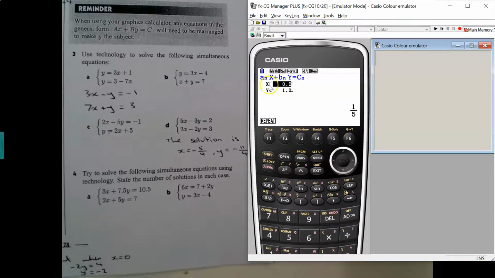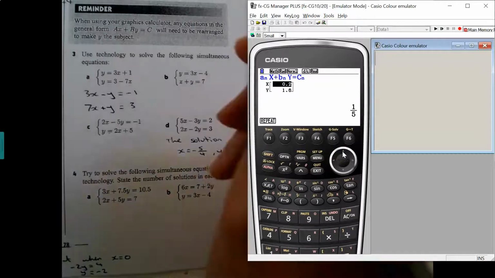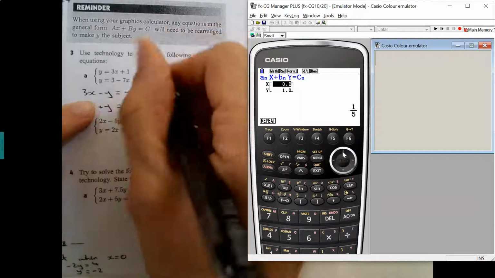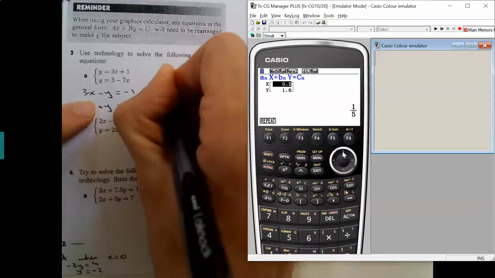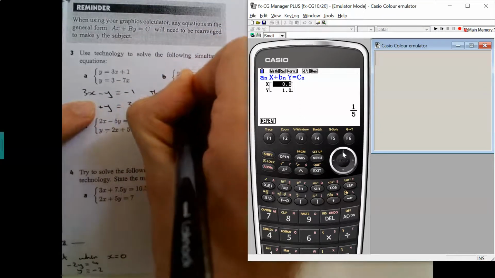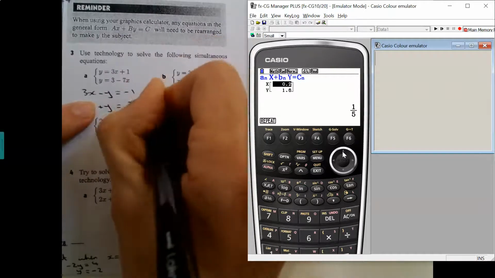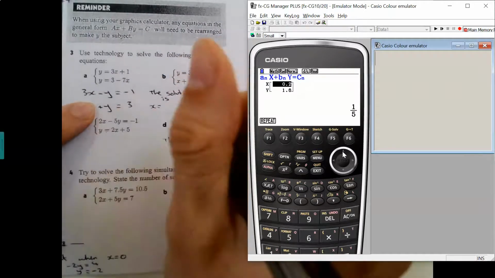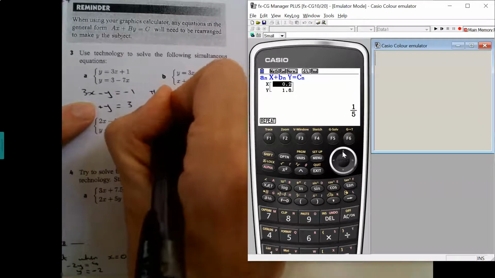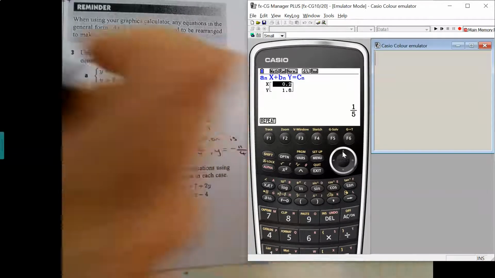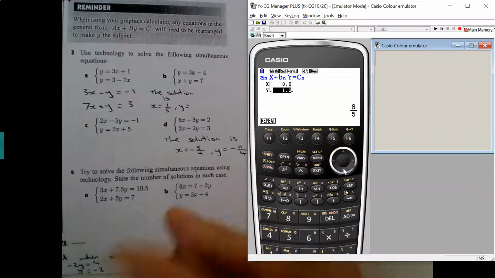So x is equal to 1 over 5 and y is equal to 8 over 5. So the solution is x is equal to 1 over 5, y is equal to 8 over 5.